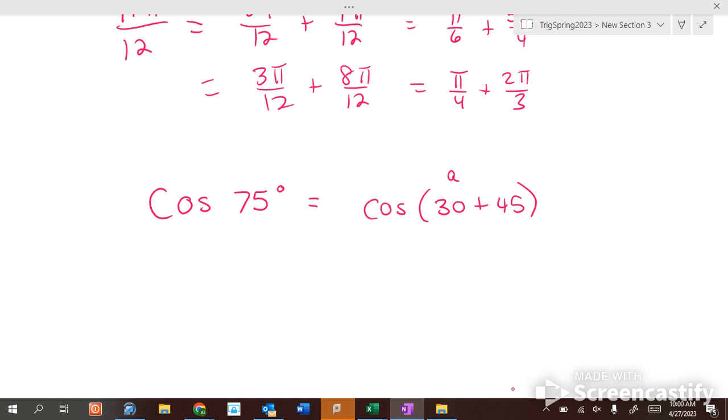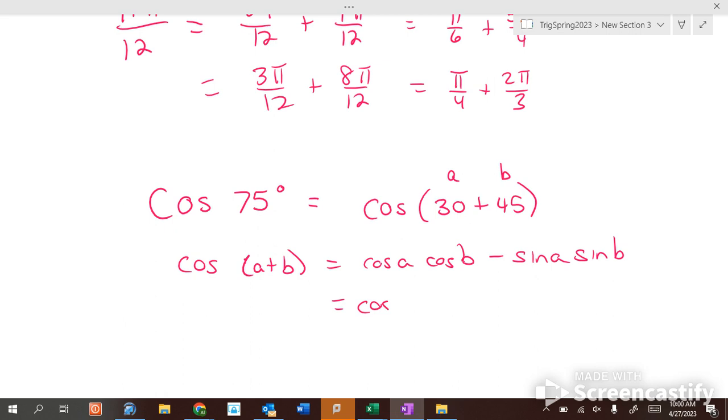This is A, this is B. Remember our formula. The cosine of A plus B equals the cosine of A, cosine of B, minus sine of A, sine of B. So we just fill in the numbers. The cosine of 30, cosine of 45, minus sine of 30, sine of 45.